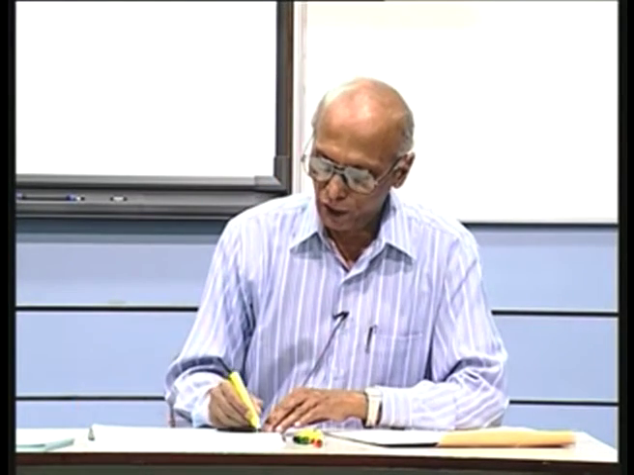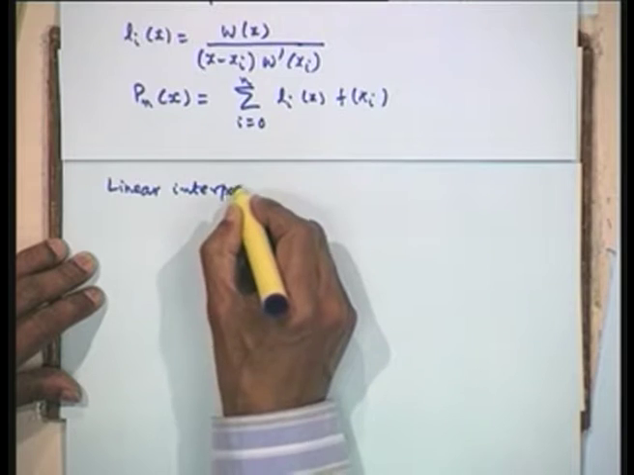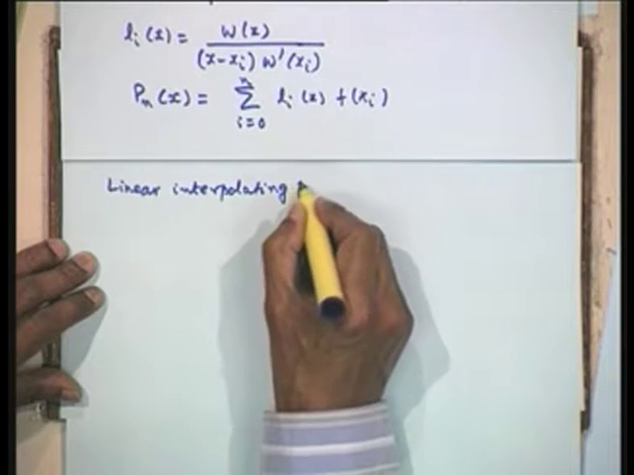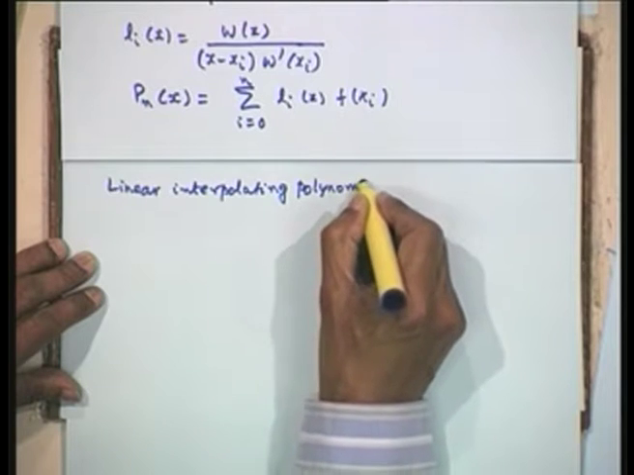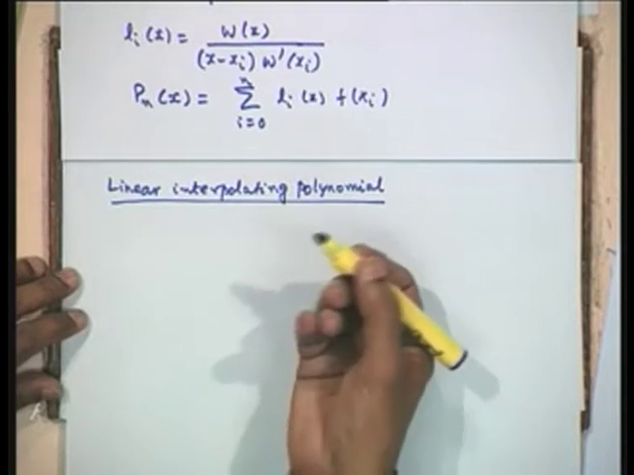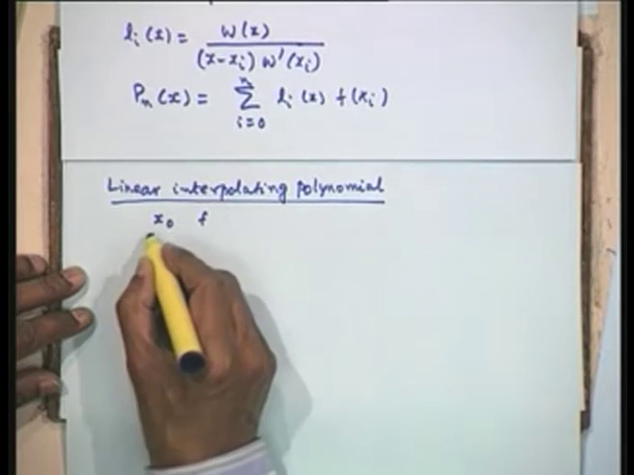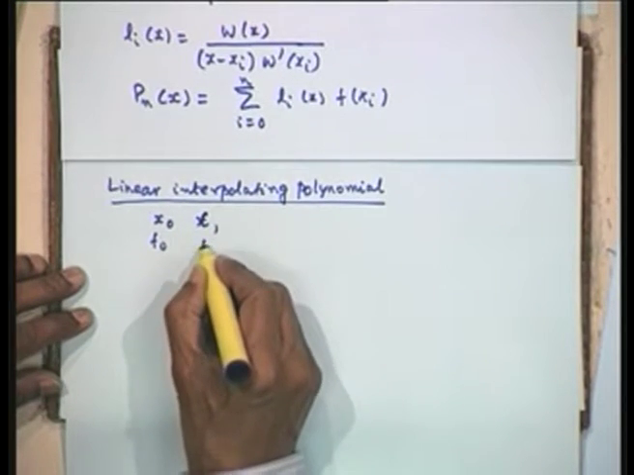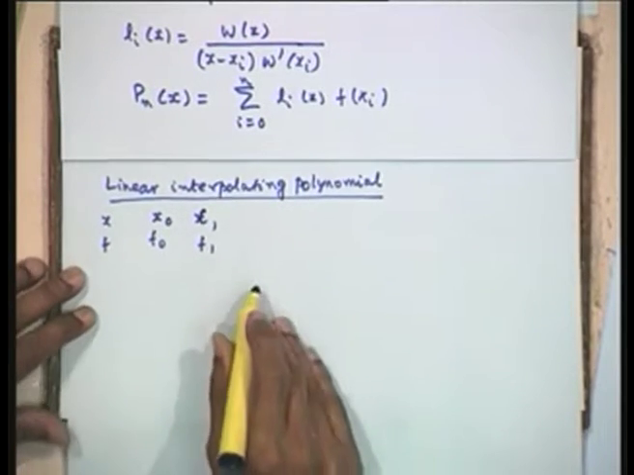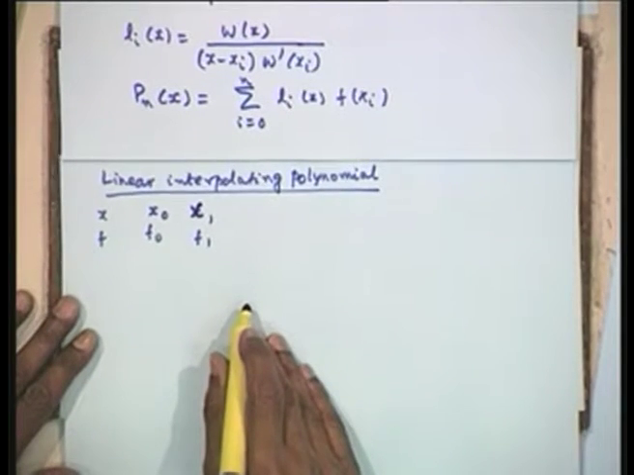Now, let us construct a few simple cases. The first case we shall construct is a linear interpolating polynomial. Therefore, we are considering any 2 points arbitrarily. So, let us suppose we are considering the points x0, f0, x1, f1. So, we are considering the case of only 2 points.